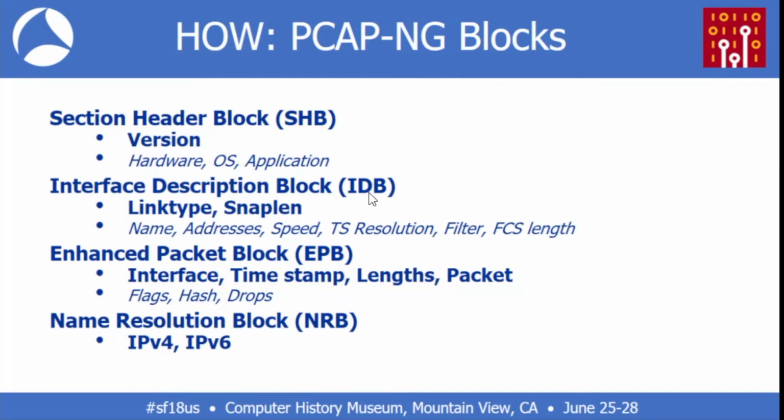The packets themselves are in what are called enhanced packet blocks, where you get the interface ID, the timestamp, the lengths are all mandatory, and you can optionally have information like packet drops. Then there's a few other ones. There's a name resolution block, which can store IPv4 or IPv6 name resolutions.